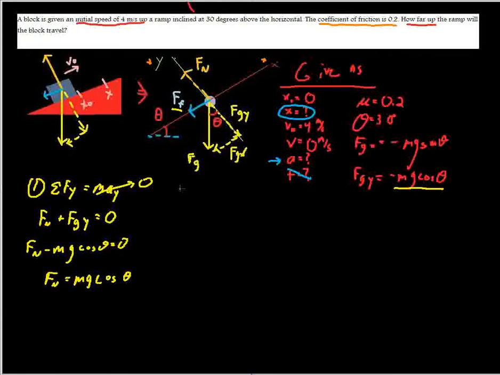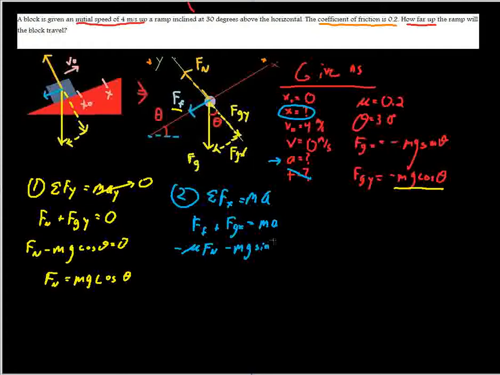Next step is going to be to figure out what's going on with the forces in the x direction. And this is where I'm really going to be looking to find out what the acceleration is. I don't know what that is. But I do know the two forces. I have the force of friction, and I have the force of gravity in the x. And these two forces are going to work together to cause a negative acceleration. So I'm going to have negative mu times the normal force minus mg sine theta equals m times a.